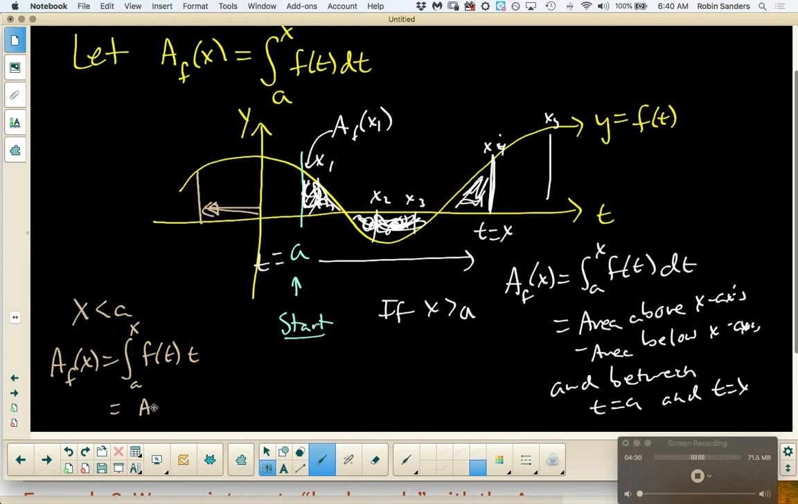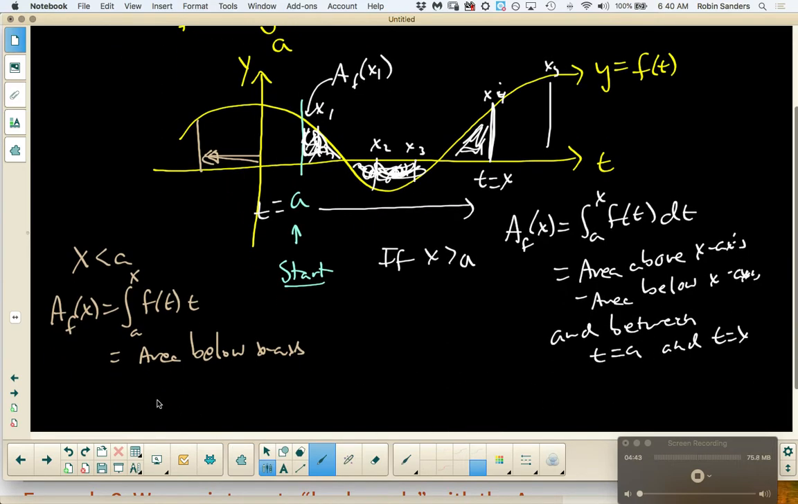And because we're integrating backwards, when x is smaller than a, the value of the area accumulation function is going to be the area below the x-axis, subtract off the area above the x-axis, and again, this is between t is equal to a and t is equal to x. And it's just that we're going backwards.